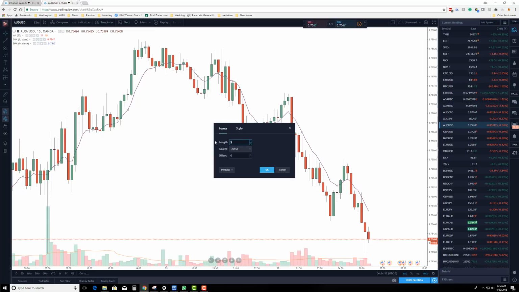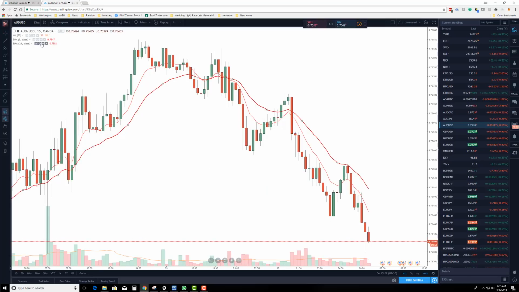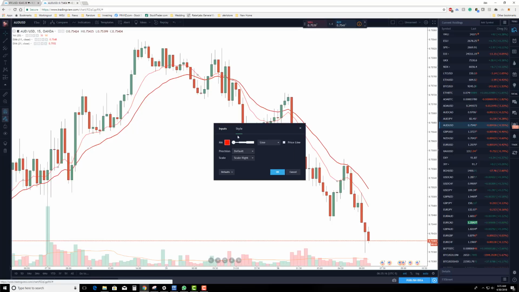And so let's make this one 21 periods. And we'll turn that red so we know that the red line is our slow moving average. And then we'll turn the fast moving average to an 11 period moving average. We'll turn that one green so we know that that one is faster.